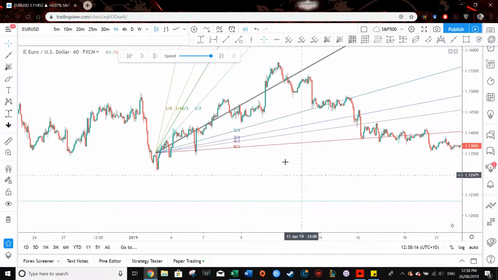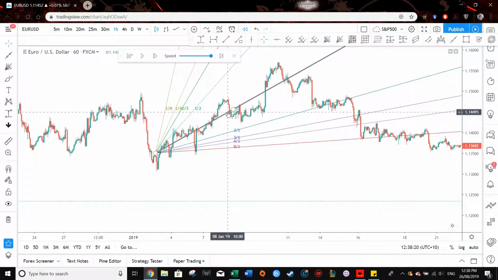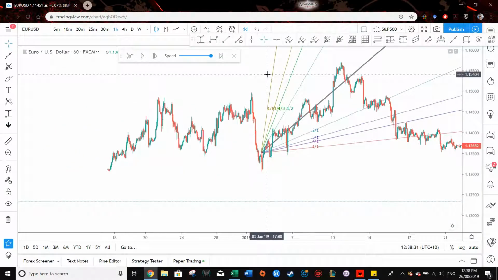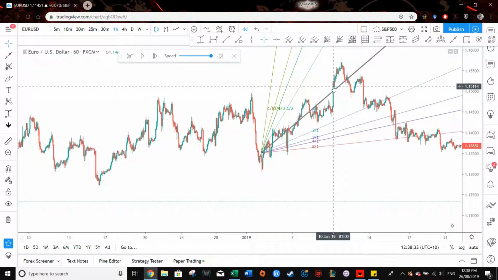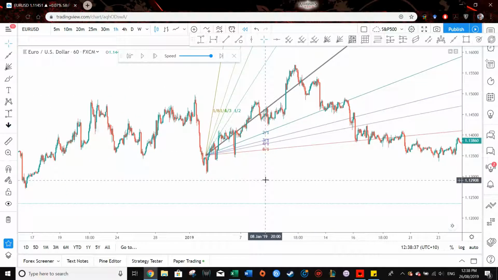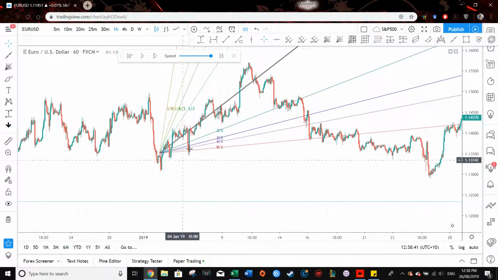Now, can anyone tell me where our potential first entry point might be? Second break, 2-1. Would it be 2-1? Okay, would we enter into a short here? No. Would we enter into a buy here? No. No one does. Okay.